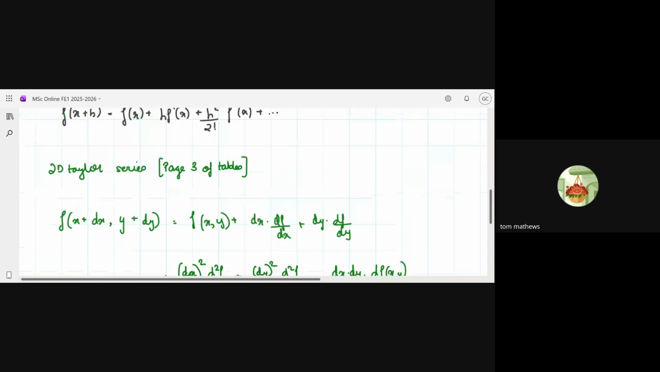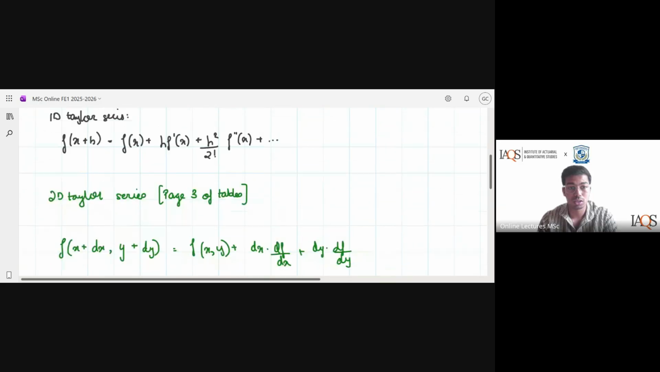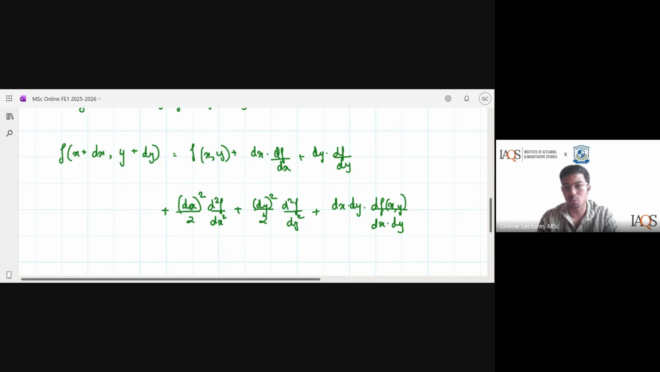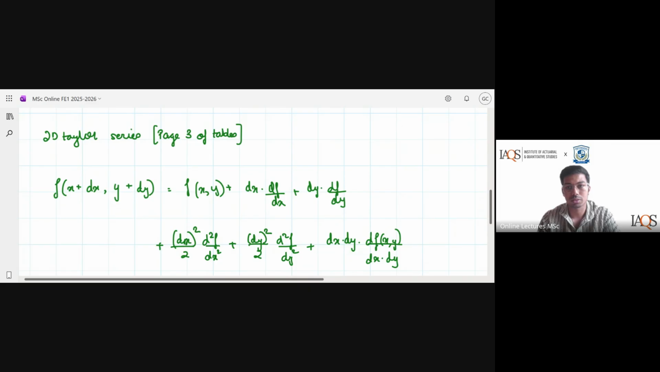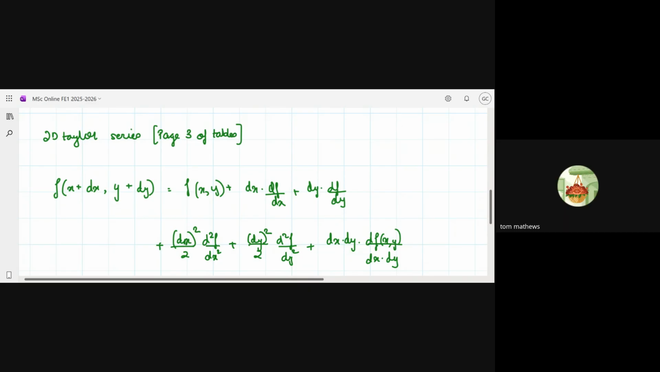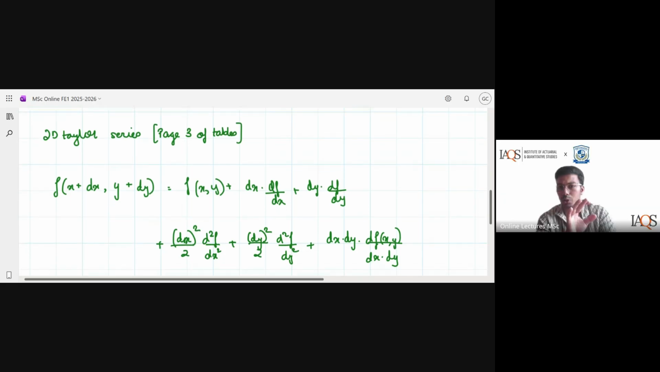It's there in your tables. There's a 1 by 2 outside, so that 1 by 2 and the 2 get cancelled out. Any doubts till here? Comfortable?